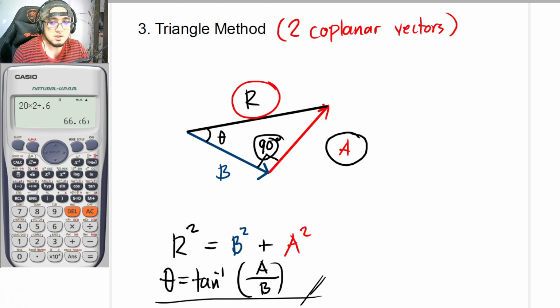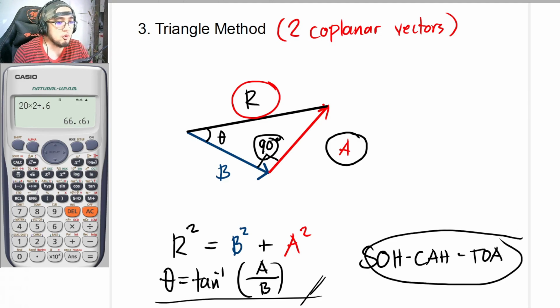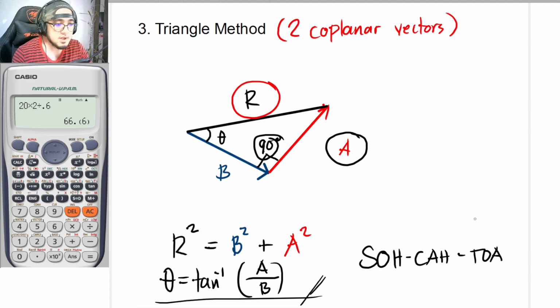So take note guys. So kung medyo nalilito kayo dito, please review trigonometry. So this is just a simple SOH-CAH-TOA rule. So if you are getting confused right now, please review your trigonometry. Okay, so once again, this is only applicable if this angle here is 90 degrees.